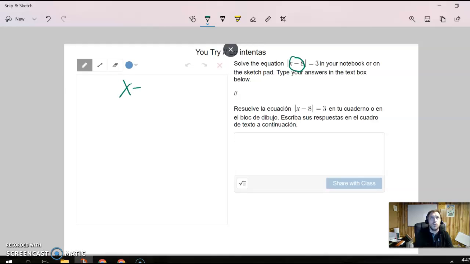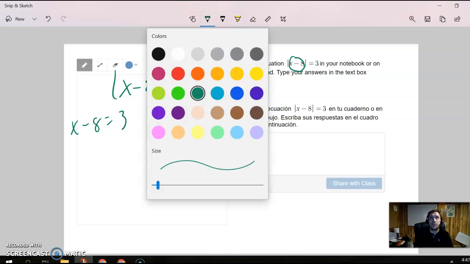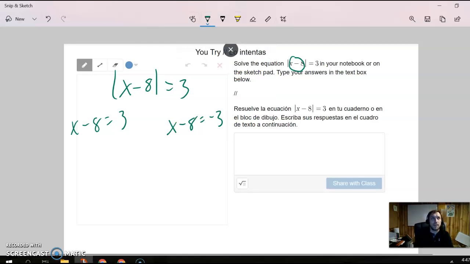All right. The two problems you should have set up should be x minus 8 equals 3 and x minus 8 equals negative 3. Again, follow those steps to do it. And now you have your one-step problems. Add 8 to both sides, and you get x equals 11. Add 8 to both sides. Negative 3 plus 8 is 5.